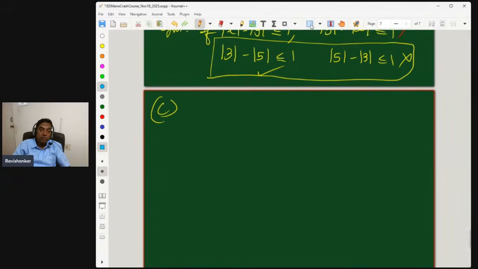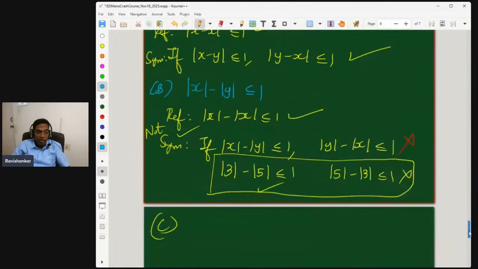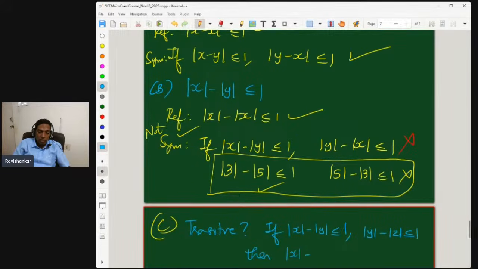Okay, so this one, mod x minus mod y is less than or equal to 1, which we saw already, right? Now this is not symmetric, we already know. Is it transitive? Check for transitive. If mod x minus mod y is less than or equal to 1 and mod y minus mod z is less than or equal to 1, then mod x minus mod z is less than or equal to 1. That is what transitive says.